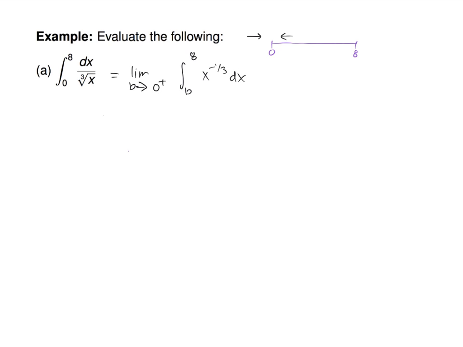What's the antiderivative of x to the negative 1/3? 3/2 x to the 2/3, yep, which I always do the power first. That's just my personal habit, because I can't keep track of what I'm doing. B to 8. That's the limit as b goes to 0 plus of 3/2 times 8 to the 2/3 minus 3/2 times b to the 2/3.